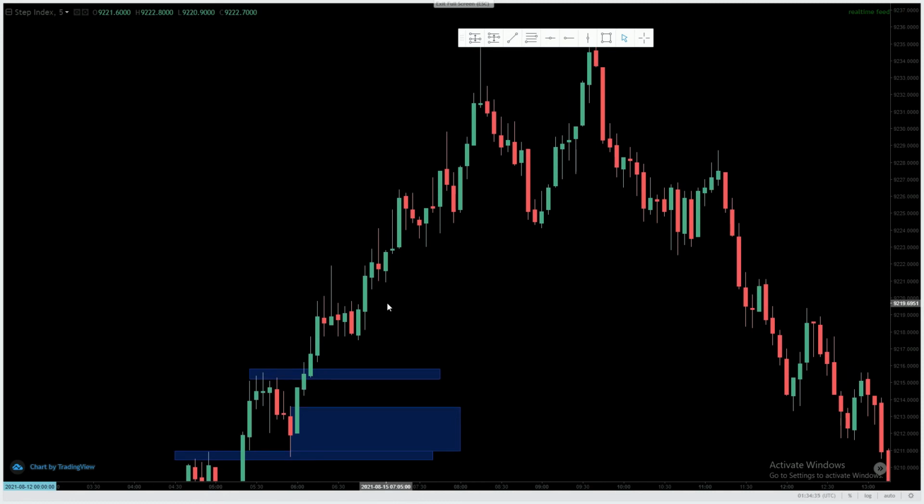So once you catch an order block right at the beginning of the move, you know that if you are holding, you are going to be holding for long and for more profits.